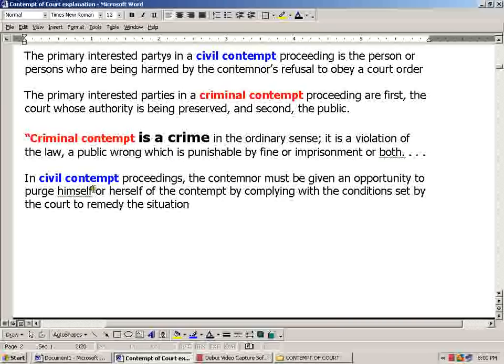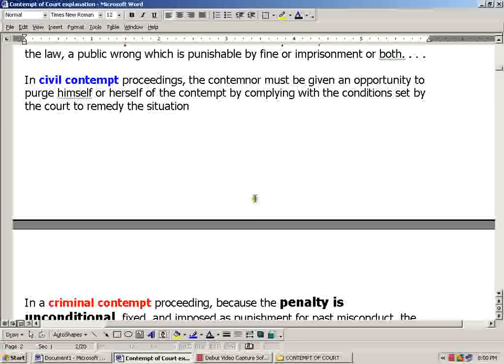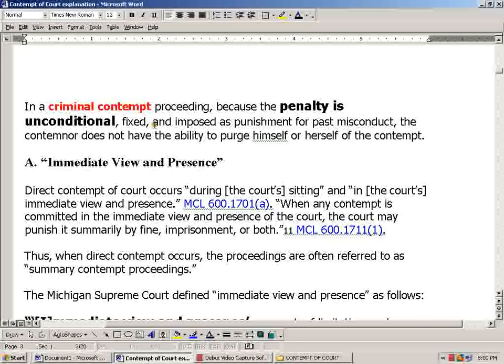In civil contempt, the contemptor must be given an opportunity to purge himself of the contempt by complying with the conditions. Okay. Criminal, because the penalty is unconditional, fixed and imposed as punishment for past misconduct, the contemptor does not have the ability to purge himself or herself of the contempt. If you get it for criminal contempt, they're already guilty.